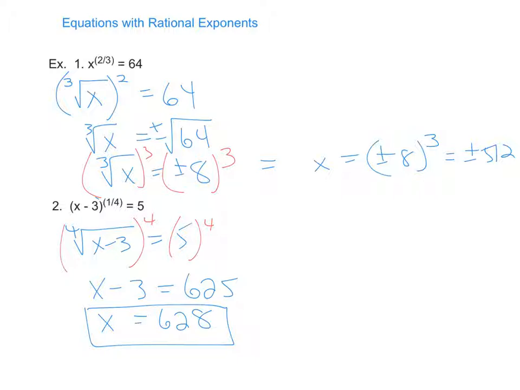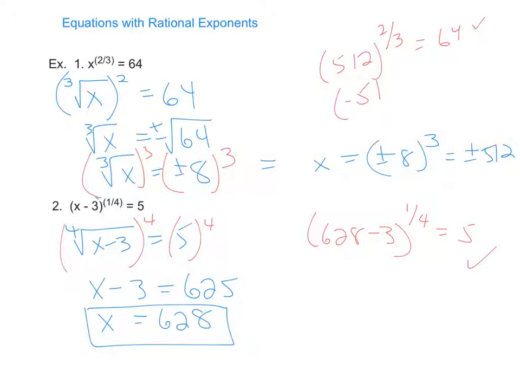Okay, and I can go back and check this answer, and I didn't check the last one, but I probably should. 628 minus 3 to the 1/4 equals 5. And you can actually check this right on your calculator. Let's go back and look at this first one. If I take 512 to the 2/3 on my calculator, you'll see that I get 64. If I take negative 512 to the 2/3 on my calculator, I'll also get 64.